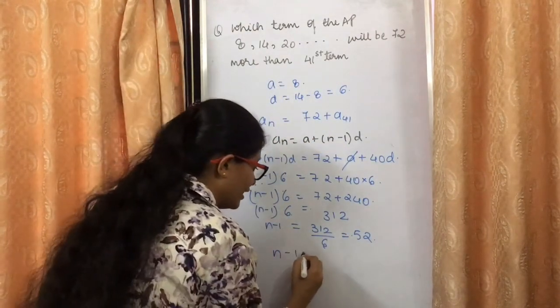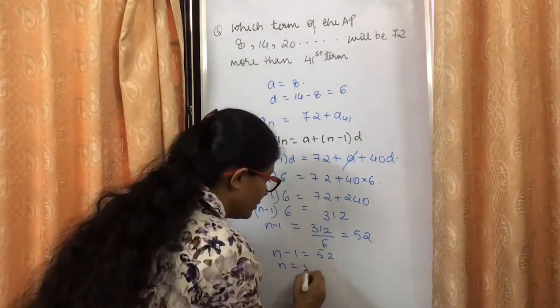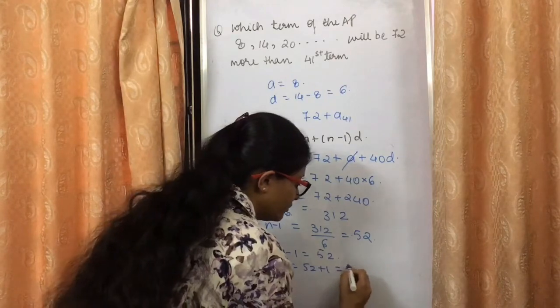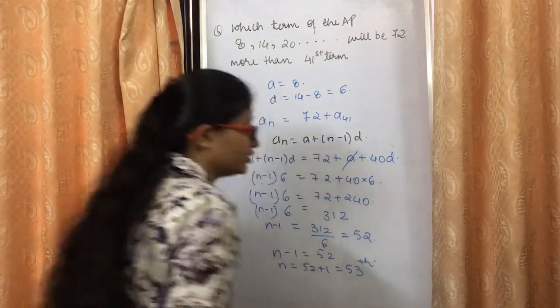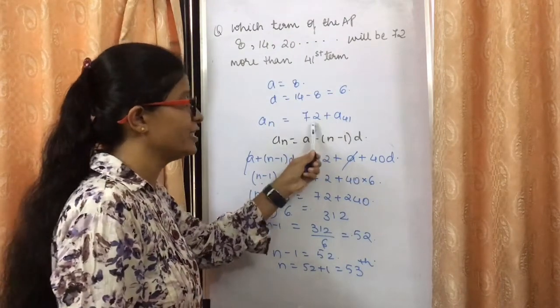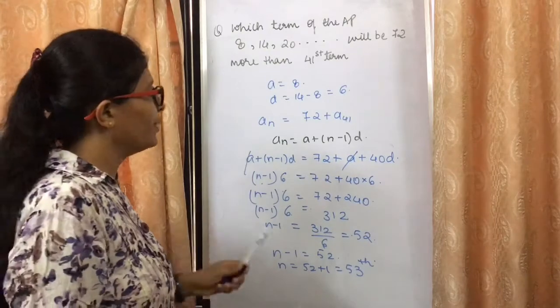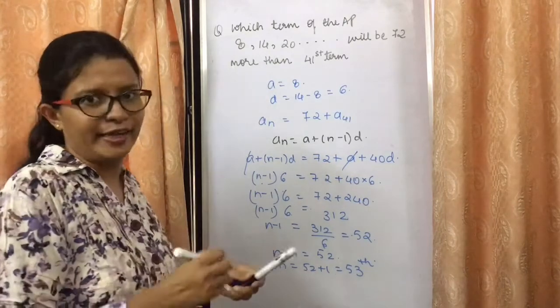We have to find the value of n because we need to find the term. So n minus 1 is 52, so n will be 52 plus 1, that is nothing but 53. So the 53rd term is the term which exceeds A41 by 72. I hope it was a short question but a little tricky.